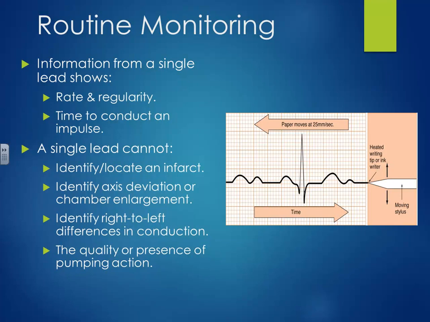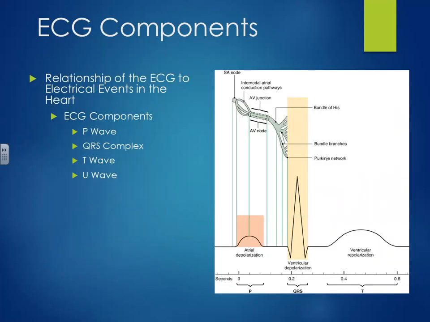Or chamber enlargement. It can identify right to left differences in conduction. It's just really showing you a posterior-anterior view. And then, of course, it can't show you the pumping action.